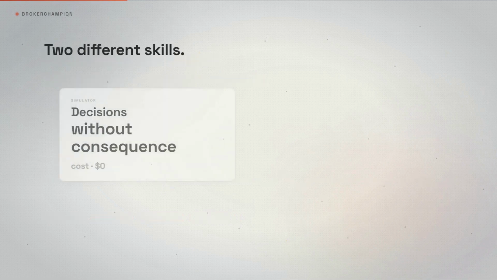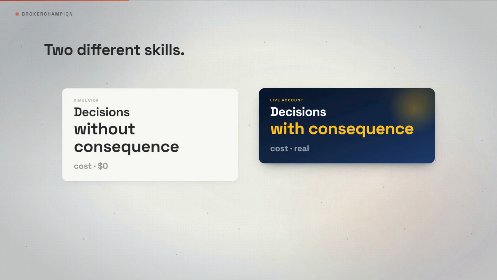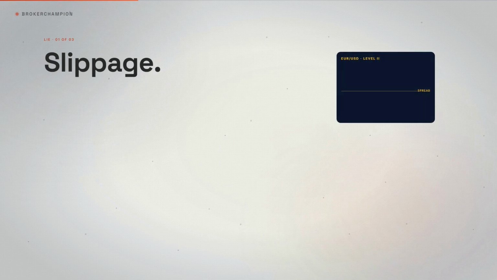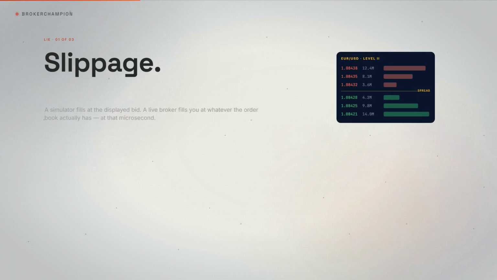Simulator behavior is decision-making without consequence. Live behavior is decision-making with consequence. Two different skills. Now those three lies. Lie 1. Slippage and partial fills. A simulator fills you at the displayed bid or ask.